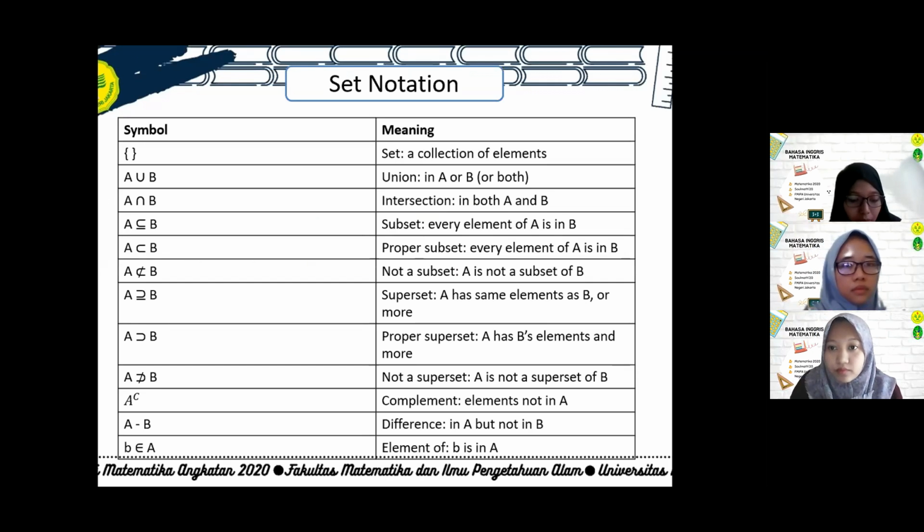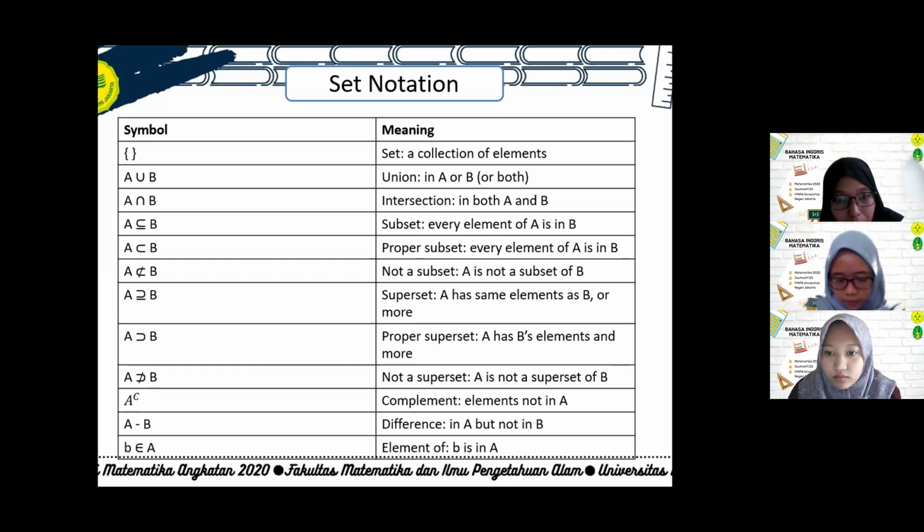This symbol, curly brackets, is for a collection of elements. Union means in set A or set B, and the symbol intersection means in both set A and set B. This symbol is subset: every element of set A is in set B. Symbol proper subset: every element of set A is in set B. This symbol is set.